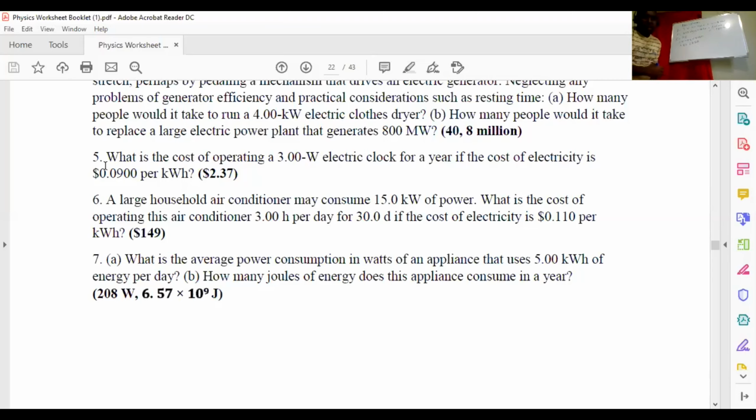And for 1 kilowatt hour, it costs $0.09. So for this amount of kilowatt hours, our answer will be $0.09 multiplied by 26.28, and we get $2.37. All right, so is that clear?